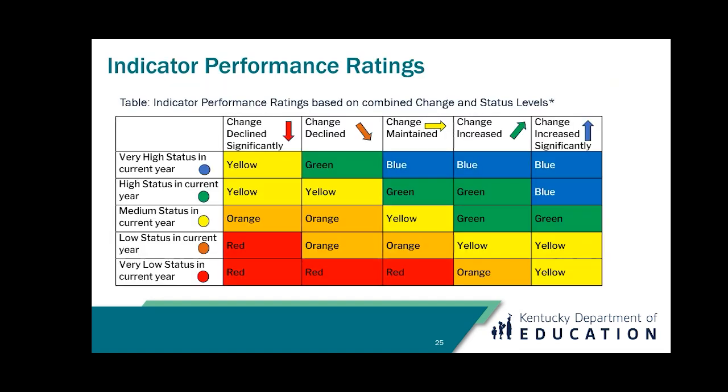The table demonstrates how status and change are combined to get your indicator performance rating. On the left side is your status in the current year, with the levels of very low to very high. Across the top of the table is change, with levels of decline significantly to increase significantly. Where your status and change intersect on the table will be your indicator performance rating.